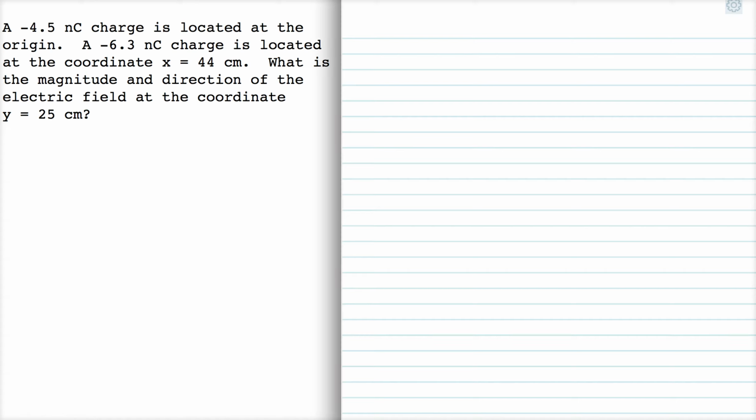So we've got two charges in this problem, Q1, which is located at the origin, and it's negative 4.5 nanocoulombs. And then we have charge Q2 over here, which is also negative, and that's negative 6.3 nanocoulombs.